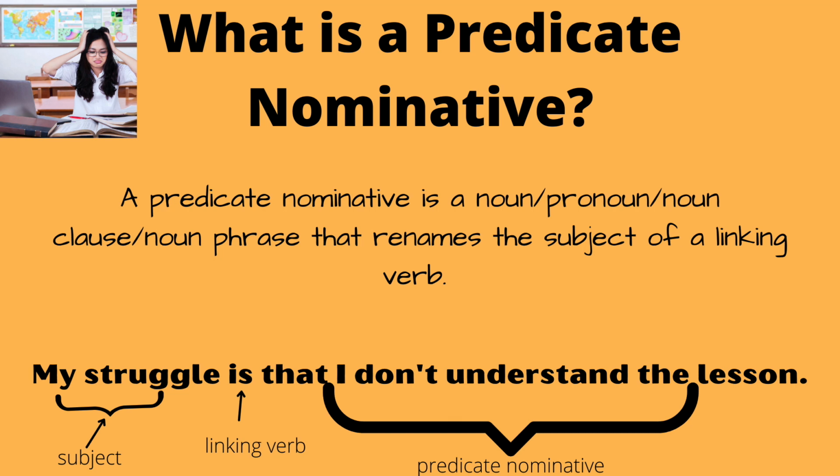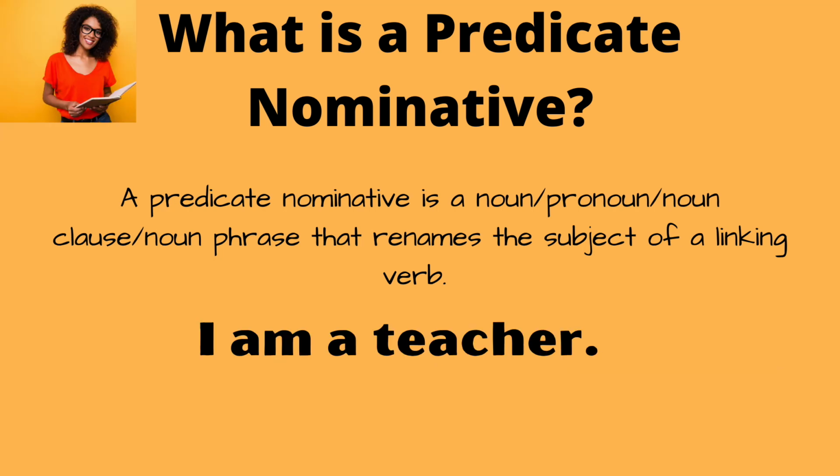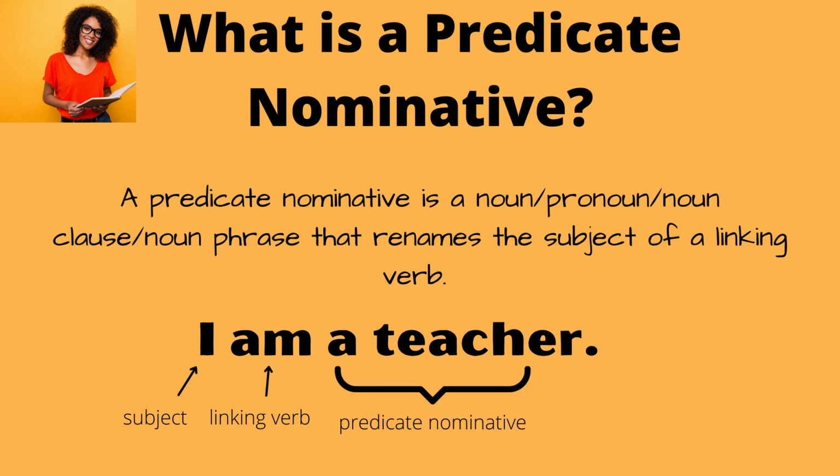And next we have a simple sentence. I am a teacher. The subject of the sentence is I. Our linking verb is am, first person singular form of be. That linking verb is connecting I to teacher, which is our predicate nominative, right?